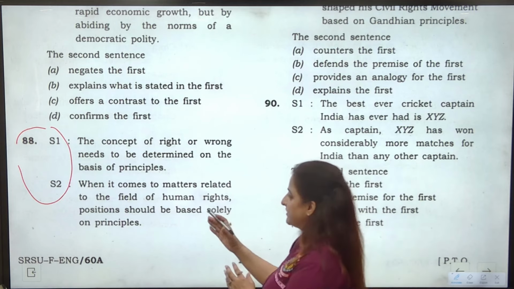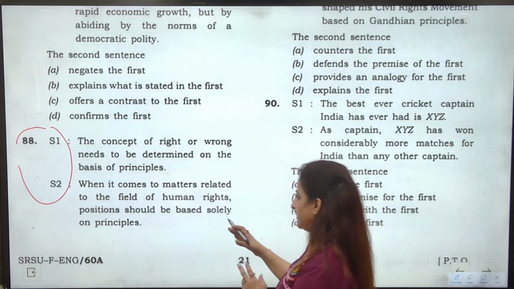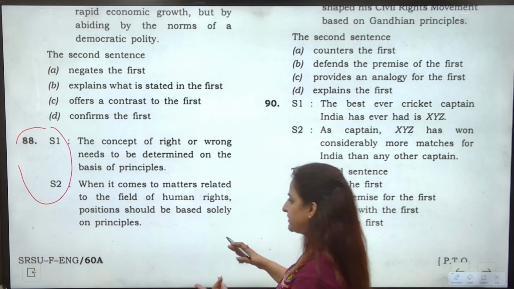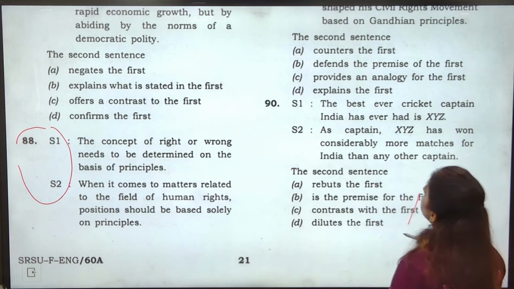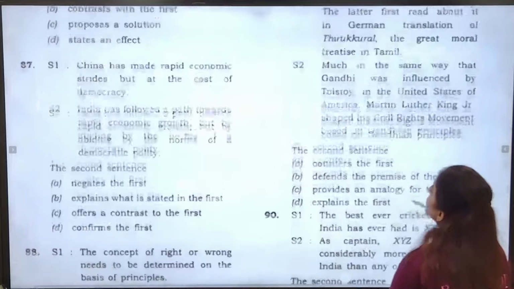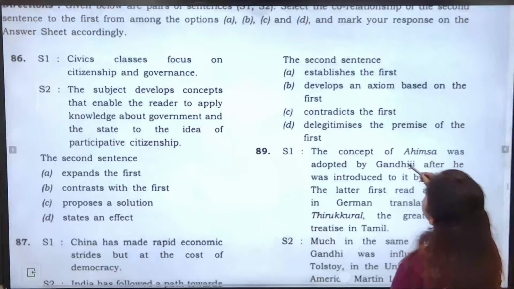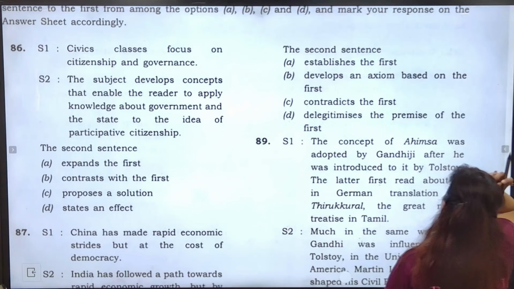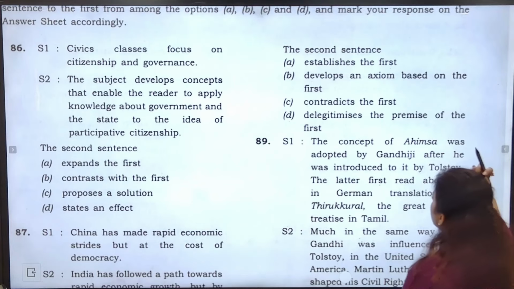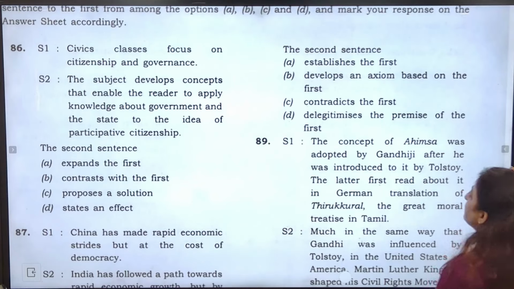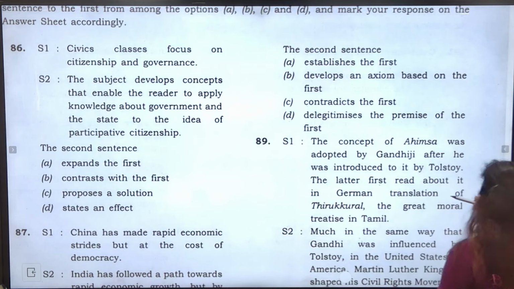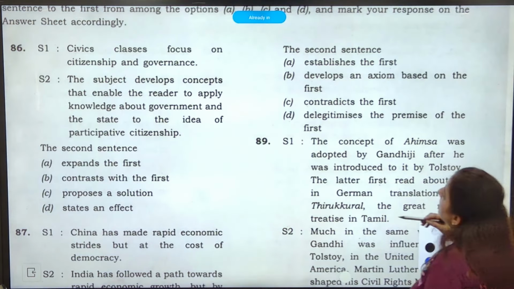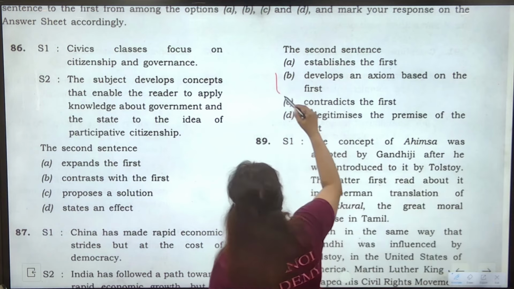So when it comes to matters related to the field of human rights, positions should be based solely on principles. All right. Let's read the options. The second sentence establishes the first, develops an axiom based on the first, contradicts, delegitimizes the premise of the first. The language used here. See, answer is Bravo.